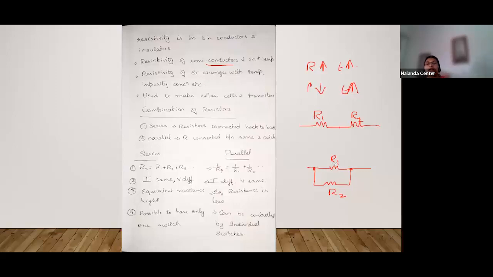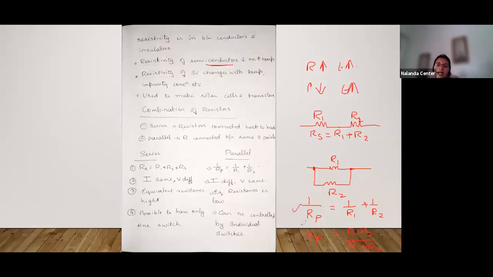So they are connected across the same point. This is parallel connection. Now, if you see series connection, the effective resistance is going to be the sum of the two, R1 plus R2. Whereas in parallel connection, there are two steps for deriving this. Parallel connection is going to be 1 by Rp equal to 1 by R1 plus 1 by R2, which gives Rp equal to R1 R2 divided by R1 plus R2.